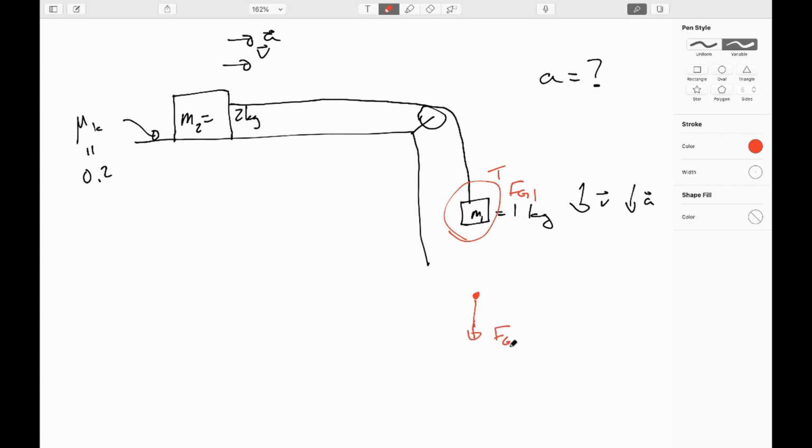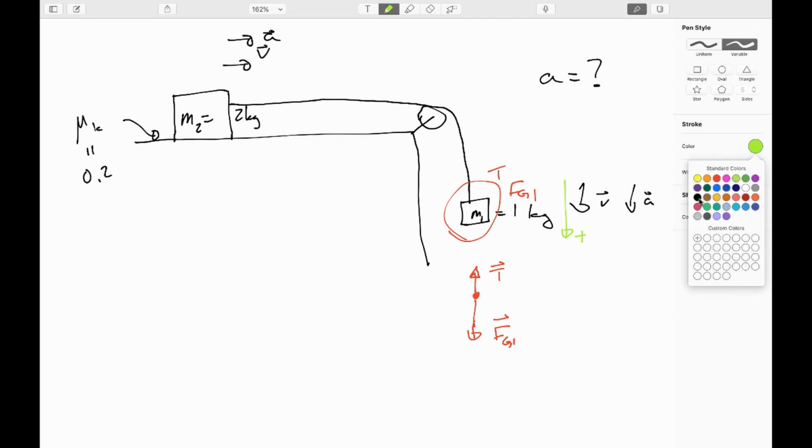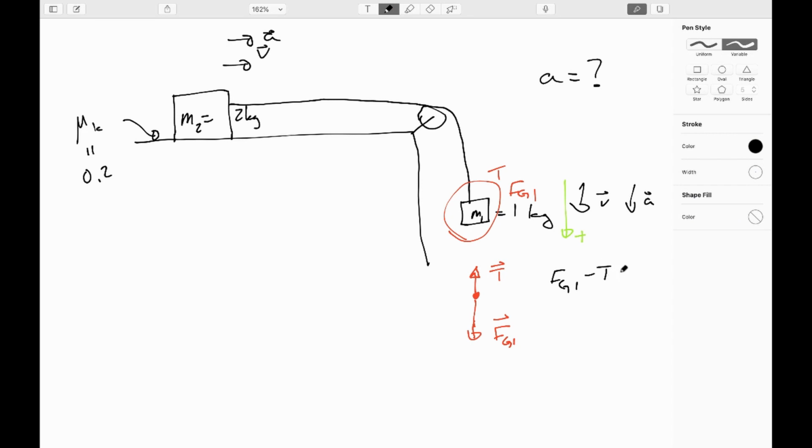So free body diagram: Fg1 down, tension up. We're probably going to be best off choosing down to be positive to match the acceleration. So then, just like before, this is going to give us Fg1 minus T equals m1a.